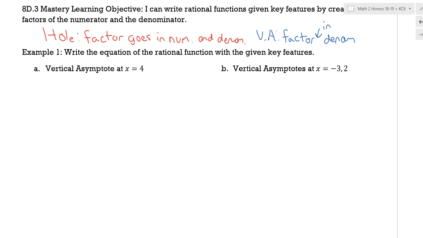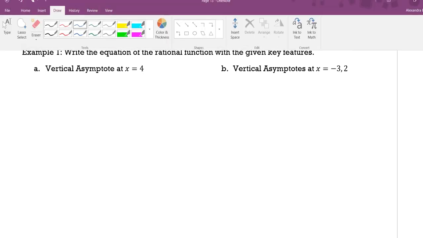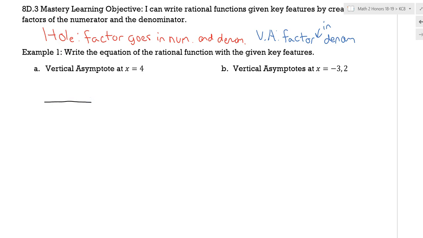So looking at example A, vertical asymptote at x equals 4. Alright, we're going to make a fraction. So I know my vertical asymptote is at x equals 4. X equals 4 goes to x minus 4, right? If I subtract 4 from both sides, that's how I get it equal to 0. So that goes in my denominator. I need something in my numerator. We'll usually just put a 1. So if I have a vertical asymptote at x equals 4, then 1 over x minus 4.